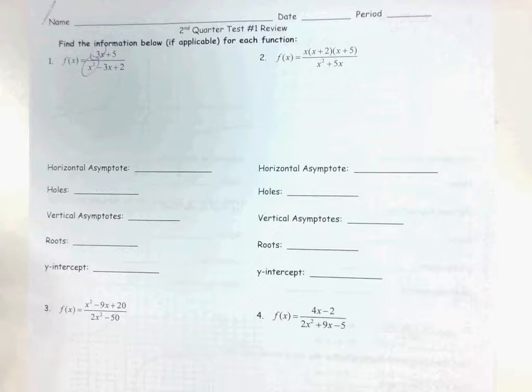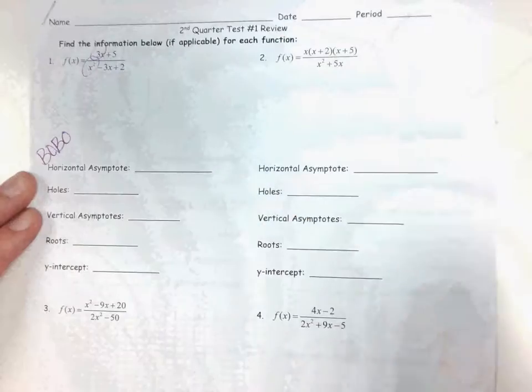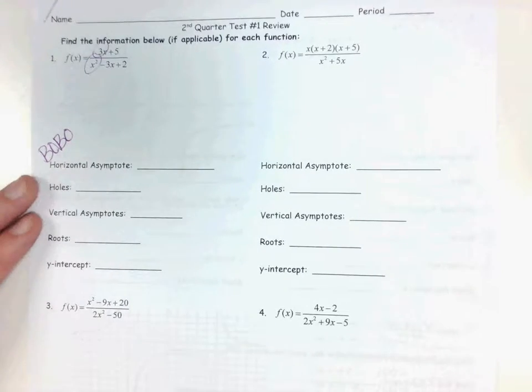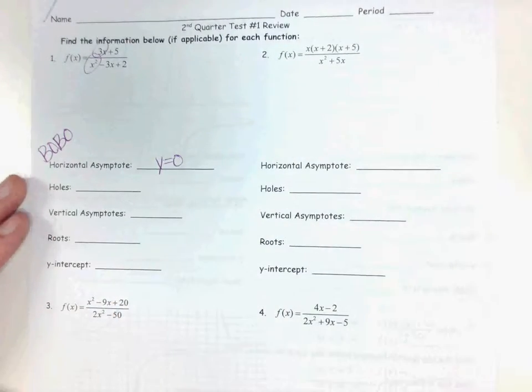Bigger on the bottom. No, you're fine. Okay, so this is a Bobo. Very good. Because where is the x bigger? On the bottom. Okay, so that means y equals 0. The ends of the graph are going to curve off to 0.